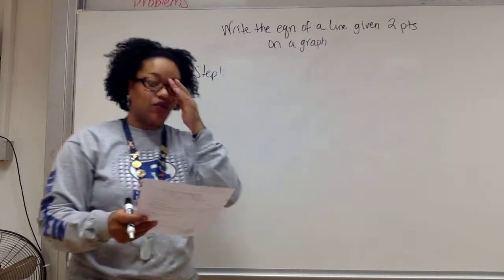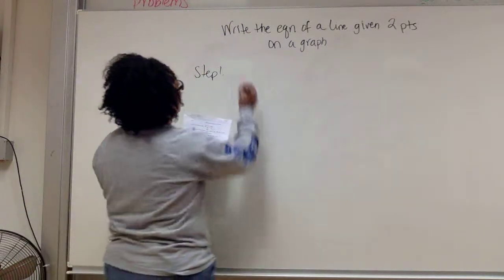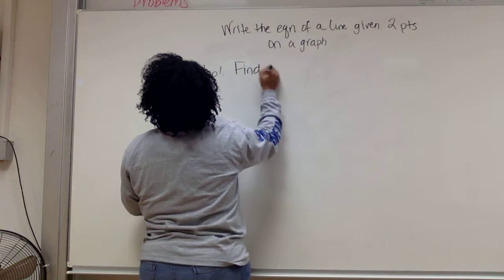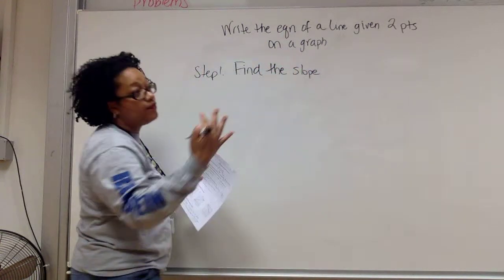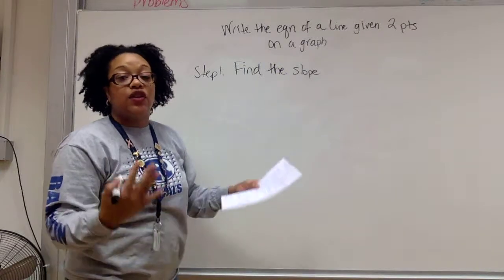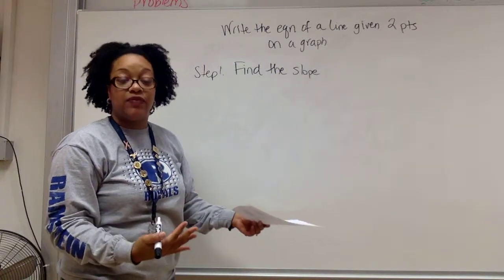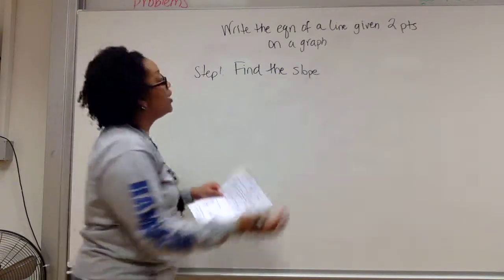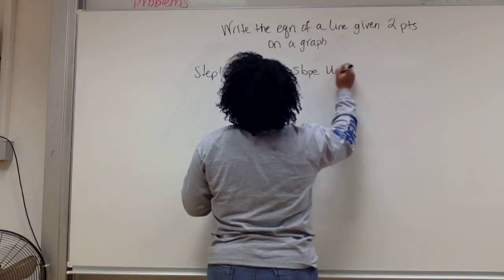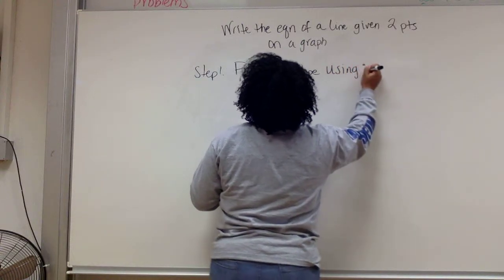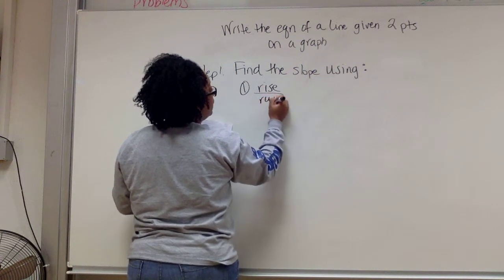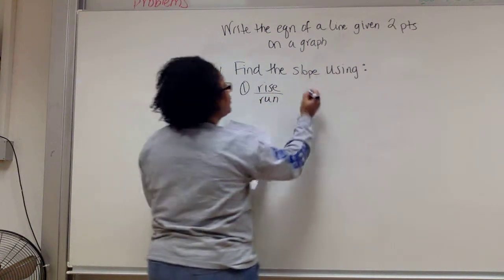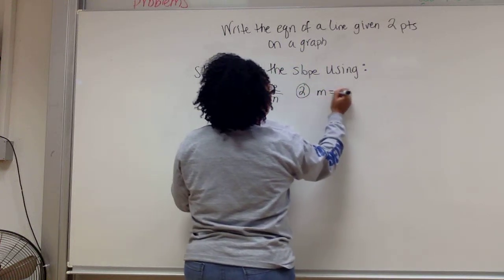Well, the first thing is we're going to start with our slope. You're going to find your slope, and you have a choice. Even though the points are on the graph, you can find the coordinates, or you can use rise over run. So you're going to find the slope using either rise over run, and that's just your counting, up, down, left, or right, or you can use your slope formula.